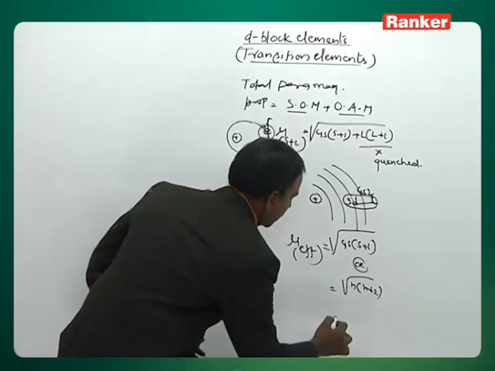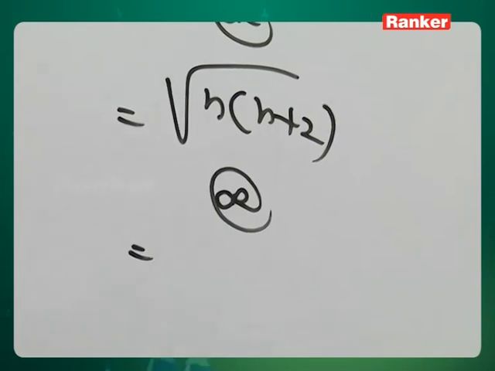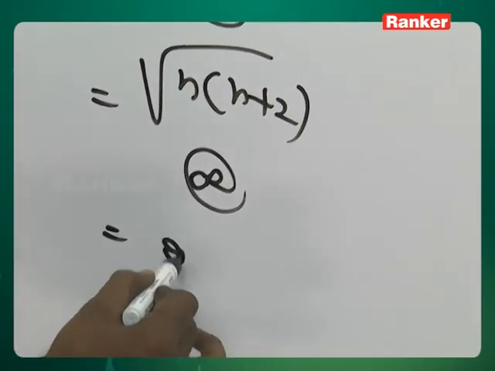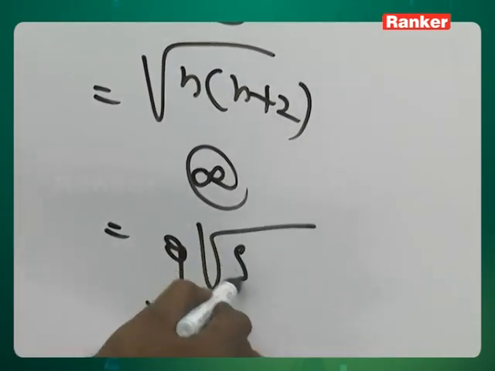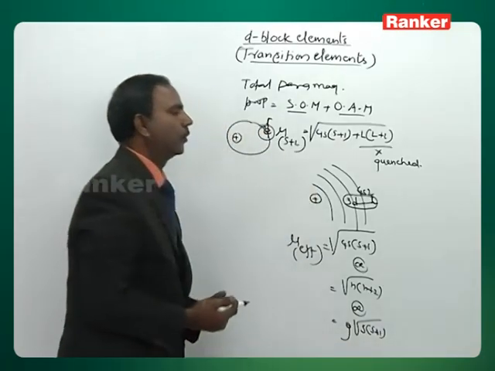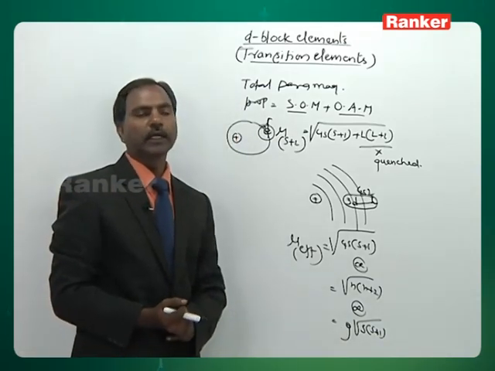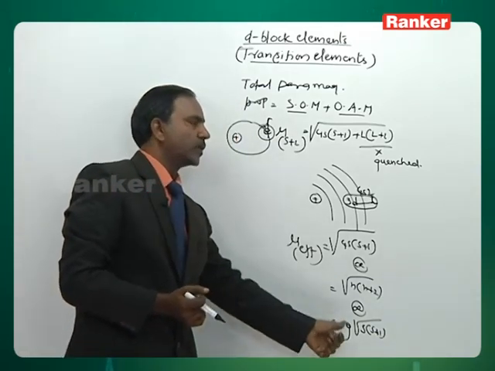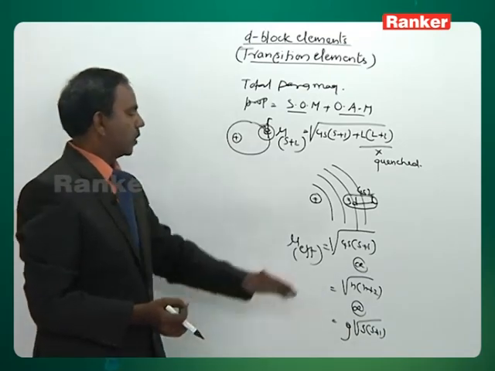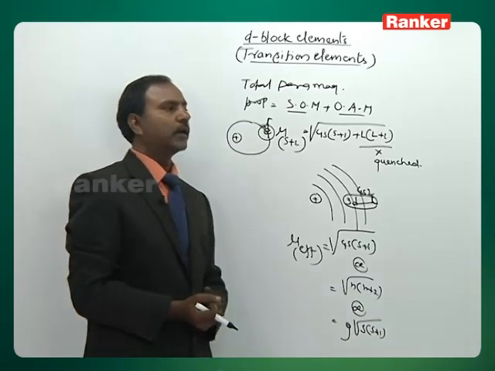One more equation is also there to calculate this spin angular moment: g into under root of S into S plus 1. S into S plus 1 you can also use. Here g stands for the gyromagnetic ratio, and its value is 2. So, by using any of the equations, we can calculate the total paramagnetic moment.